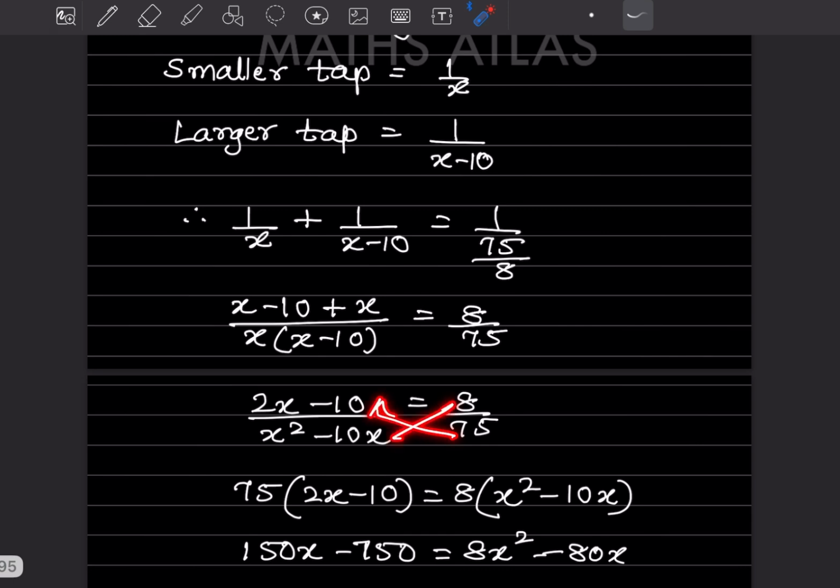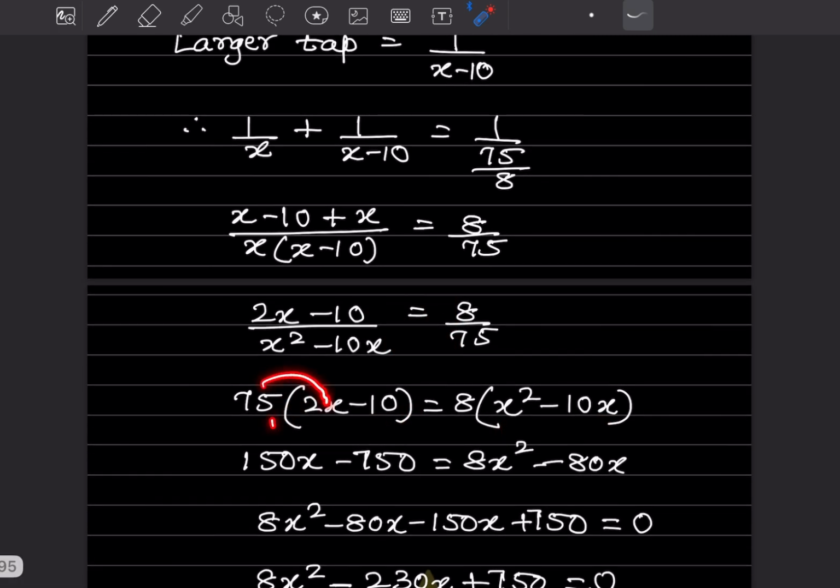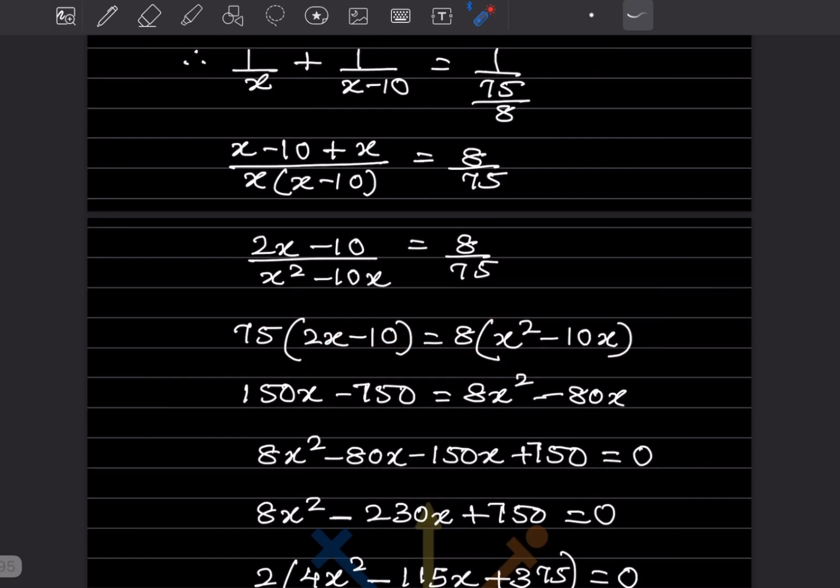Now when you cross multiply, 75 into 2x minus 10 equals 8 into x square minus 10x. So this should be 150x minus 750 equals 8x square minus 80x. Again, this is in the form of a quadratic equation: x square, x, and then the constant. Taking terms to one side, this will be minus 150x and plus 750 equal to 0.